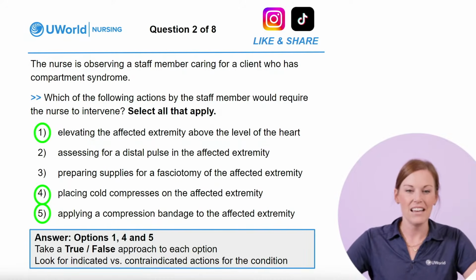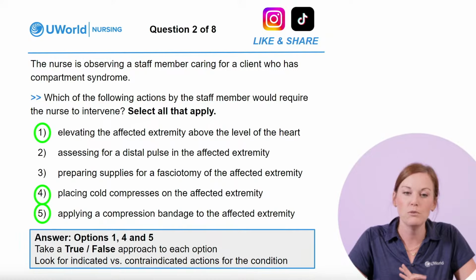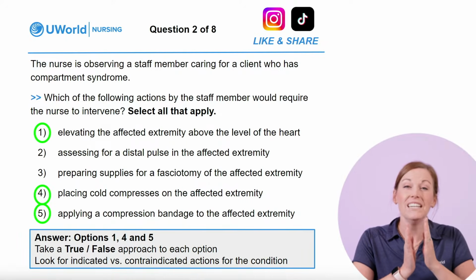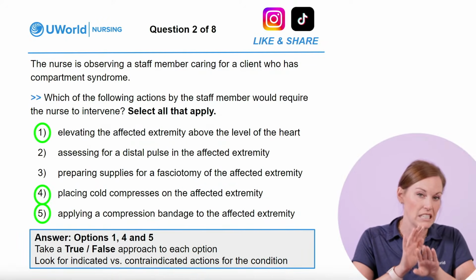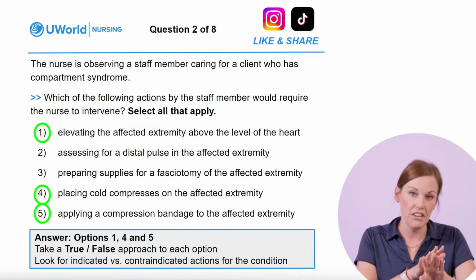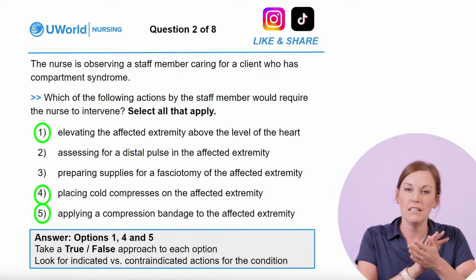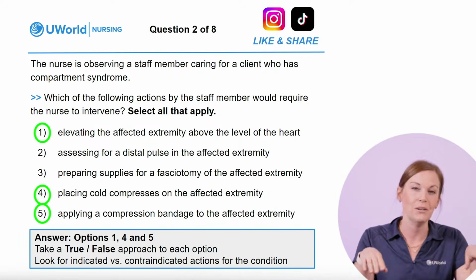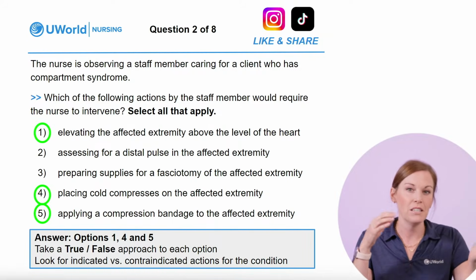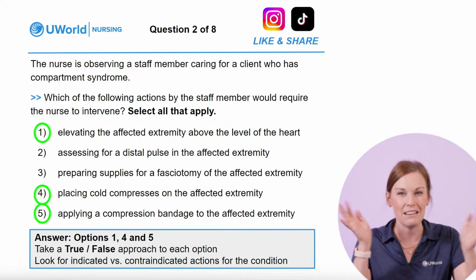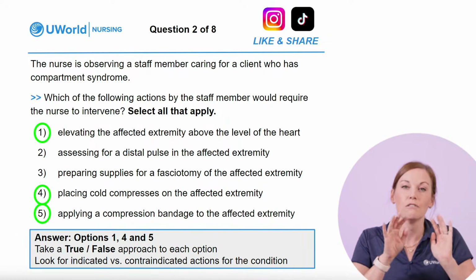Very good, you guys. Okay, so our correct answers on this one are going to be options 1, 4, and 5. So again, select all that apply, more than one right answer. We need to really pay attention to what this question is asking. It's saying, what actions would require the nurse to intervene? So when we see intervene, that means we're looking for wrong actions, things that we should not do. So our correct answers are going to be incorrect statements.